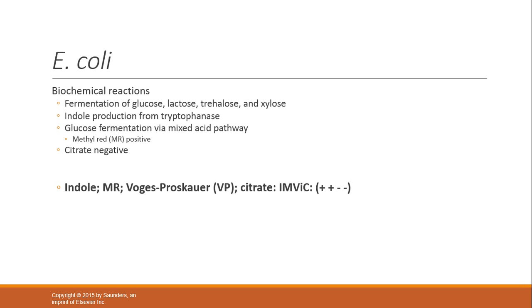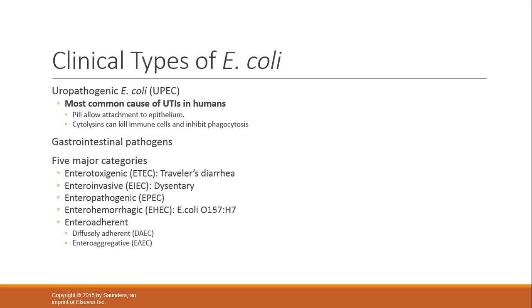So if we can remember that E. coli is IMVIC, positive, positive, negative, negative, then we've got 4 reactions that we know. Some clinical types of E. coli. Your book goes into a lot of depth into the different types of E. coli that are present. I'm not gonna spend a lot of time on this. Uropathogenic E. coli. This is the number 1 type that we see, and it causes UTIs in humans.